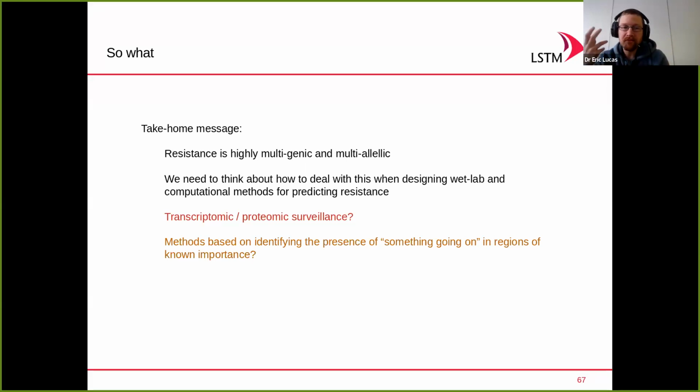We could also think about methods that are based on identifying the presence of something going on in a region of importance. Can we screen a population and say that there is something going on in CYP6AA1? Obviously, I've shown you here that we can with whole genome sequencing data, but ideally we would like to do that with a cheaper method so we can roll out more broadly. So is there a way that we can see if there's something going on, in quotes, in CYP6AA1 just by screening a new population with something more accessible than whole genome sequencing?